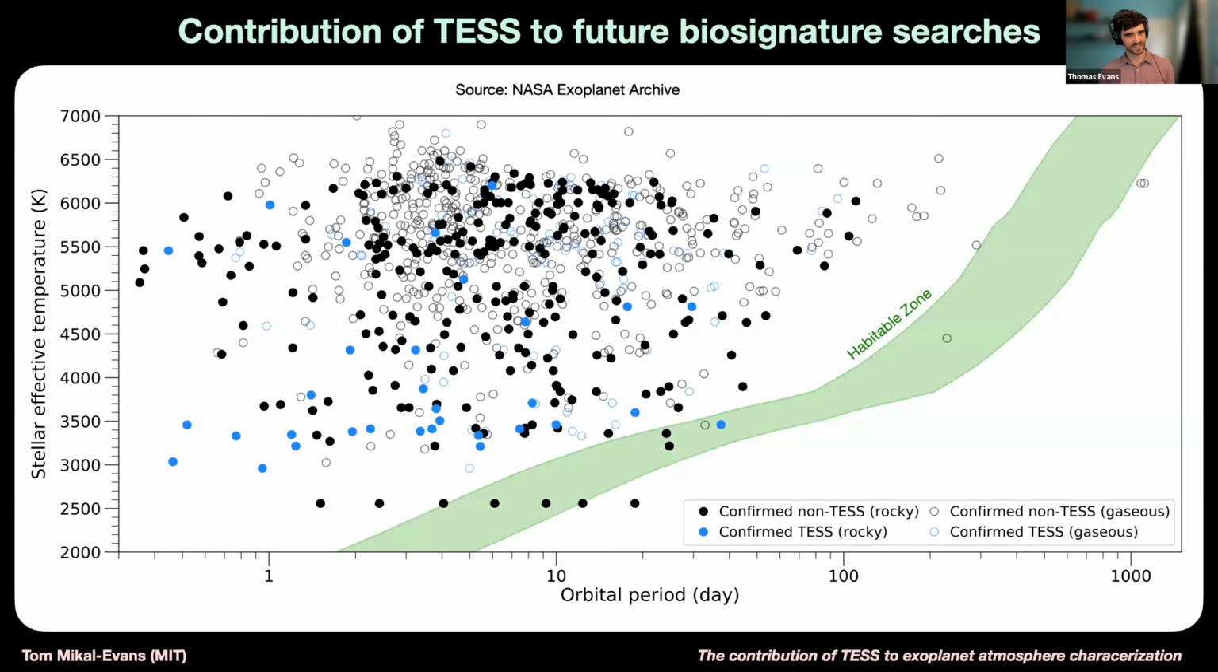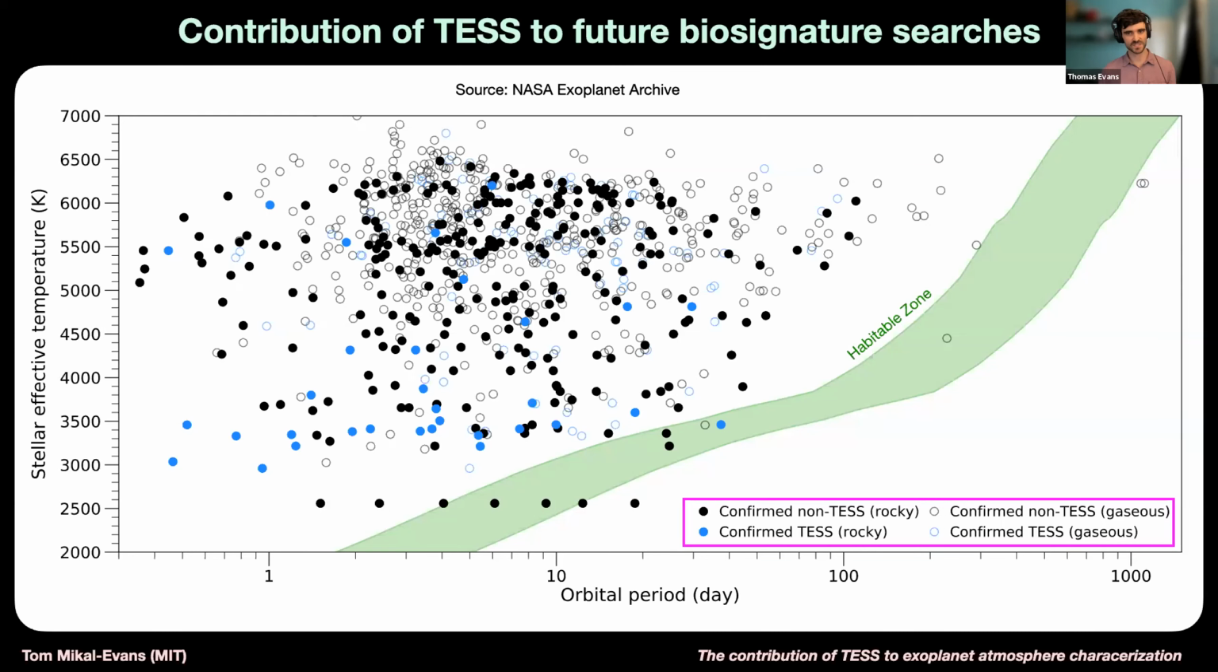To illustrate this, here's one last scatter plot, this time showing the known transiting planets orbiting stars bright enough for detailed follow-up, with orbital period along the horizontal axis and stellar effective temperature along the vertical axis.